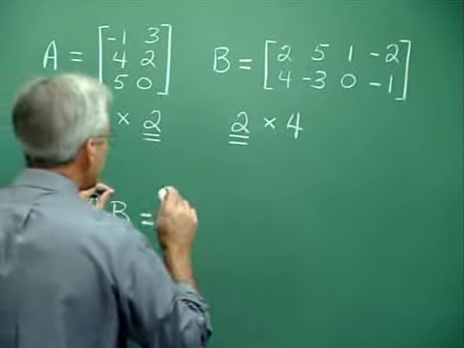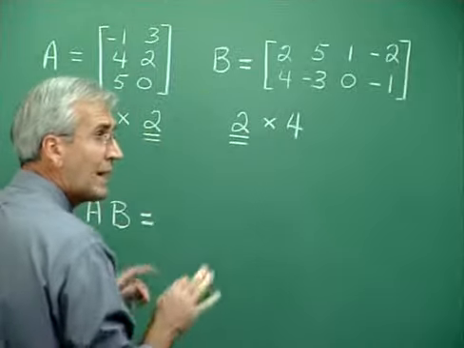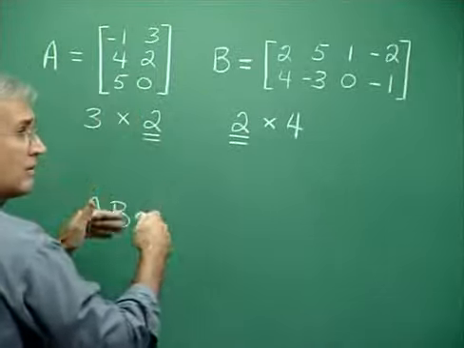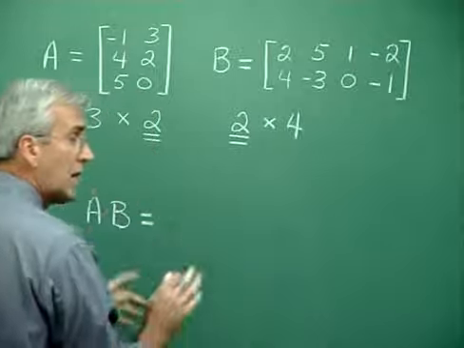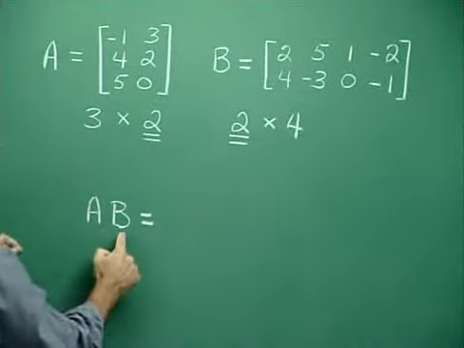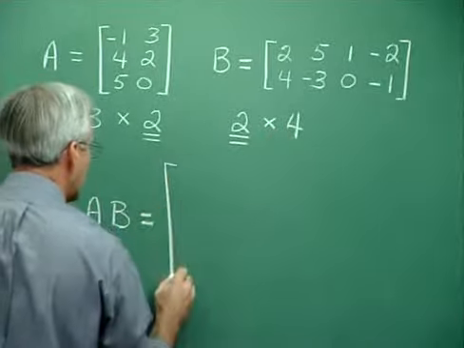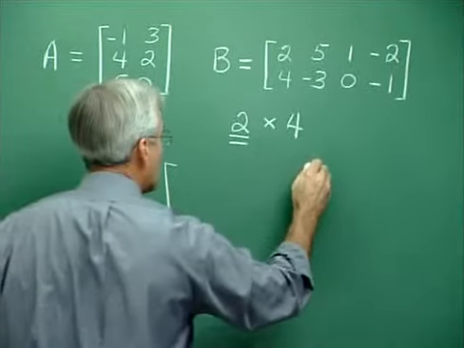Okay, now, once we establish that we can multiply the two, we can identify the order of the resulting product matrix, and the order of that product is going to be 3 by 4. So A times B is going to be a 3 by 4 matrix, and we can set up the skeleton for that situation like this.